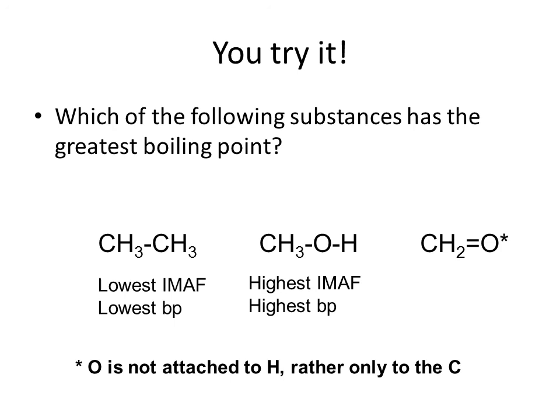The one with the lowest intermolecular attractive force will be ethane, since it can only have dispersion forces. Because methanol has the highest intermolecular attractive force, it has the highest boiling point and would have the highest melting point as well. Because ethane has the lowest intermolecular attractive forces, it has the lowest boiling point and would have the lowest melting point also.